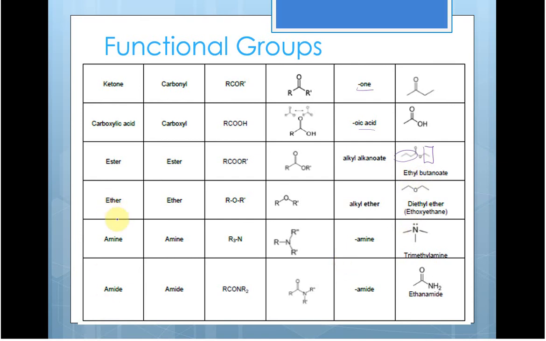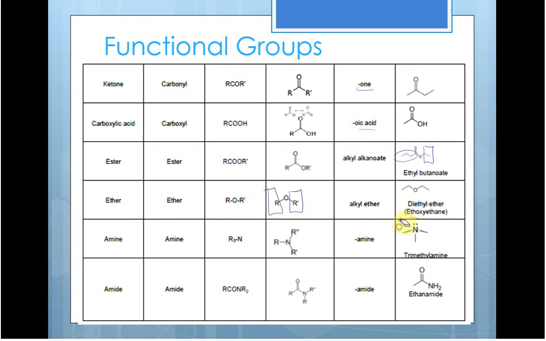Ethers. There are two ways to name ethers. This is probably the one time you don't use the IUPAC name as much. You name one side and then the other, and then you say ether. Or the proper way, which is probably used less often, is to name one side, and then you name the other as an alkoxy, and then you name the other side as an alkyl.